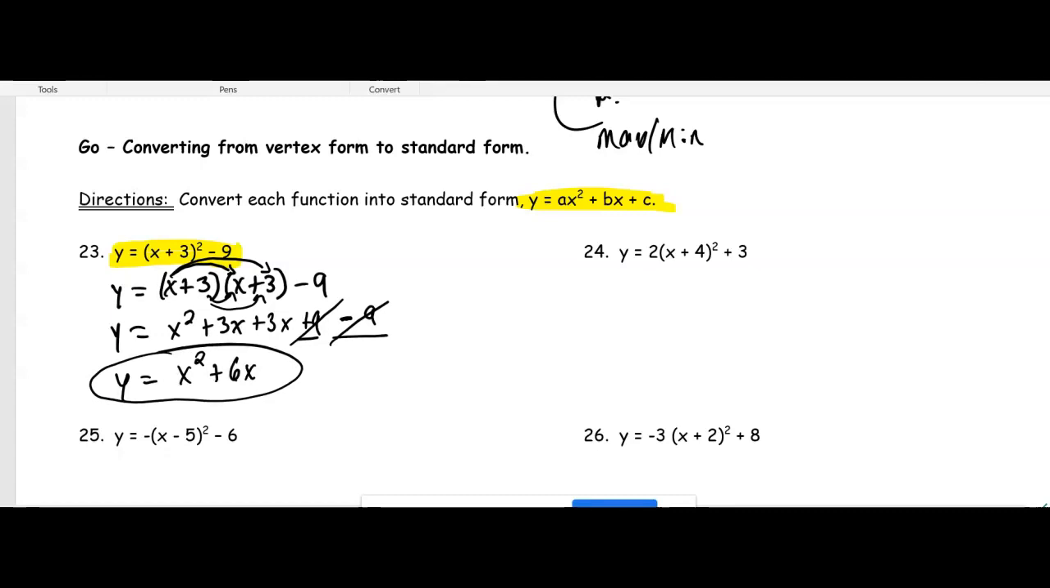Okay. Let's do one more since we have a little bit of time, and then the rest of the time, if you wanted to get started, you could. So this is really x plus 4 times x plus 4, and then plus your 3.